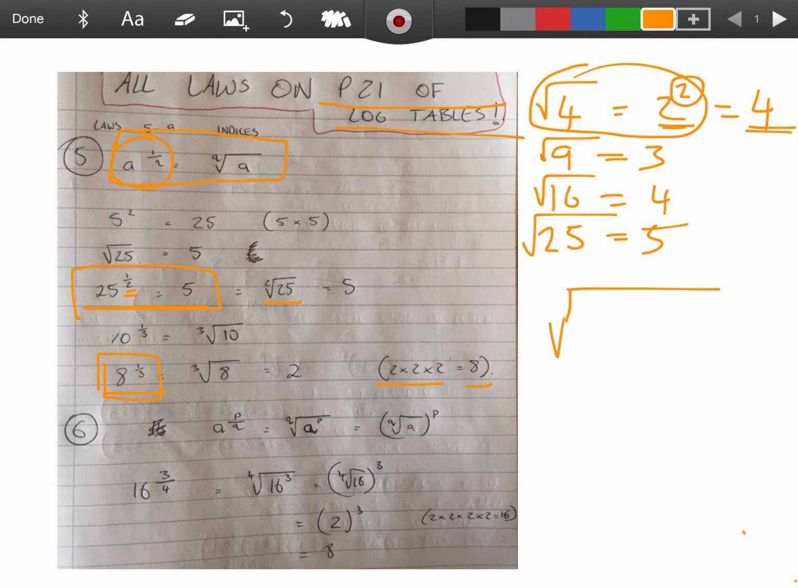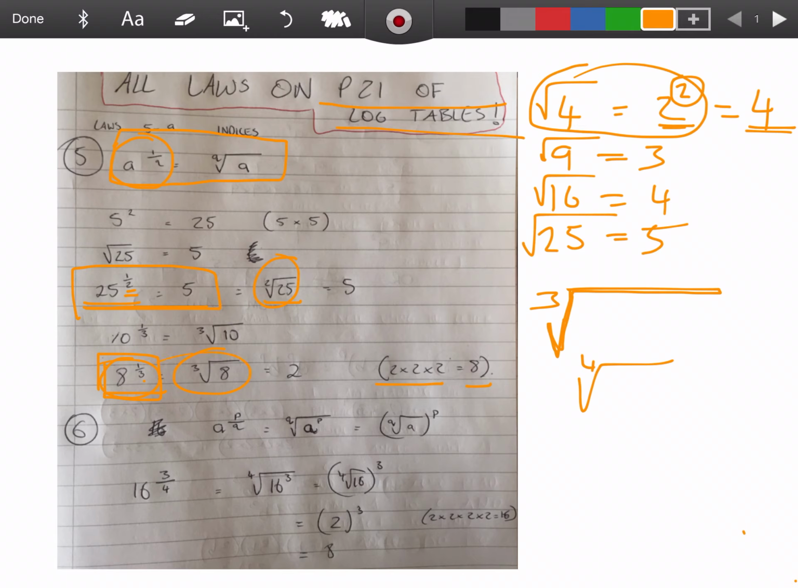If there's no number there, as a rule, we're looking for the square root. But if we're looking for the cubed root, we put a 3 in. If we're looking for the 4th root, we'd put a 4 in, and so on and so on. Nice and straightforward. So I can say 25 to the power of a half is the same as the square root of 25, or 8 to the power of a third is the cubed root of 8.